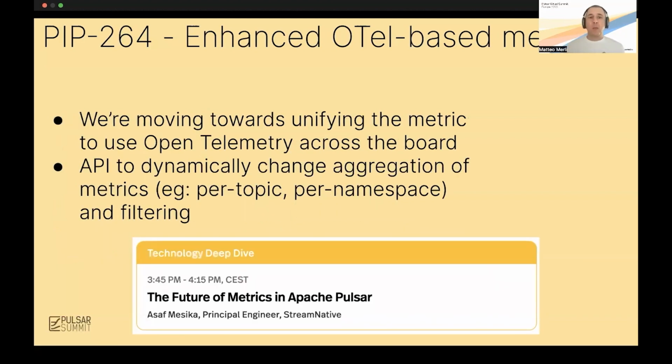the base idea here is that we're going to move the collection of metrics to use the OpenTelemetry API across the board in Pulsar, BookKeeper, everywhere. And we're going to have an API to dynamically change the aggregation of the metrics. So if you have per topic or per namespace, if you want to open some specific metrics, if you want to filter, all these kinds of things.